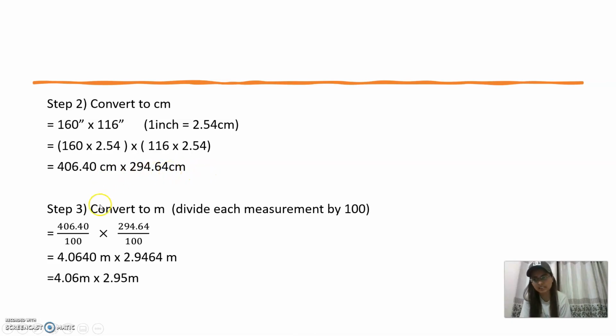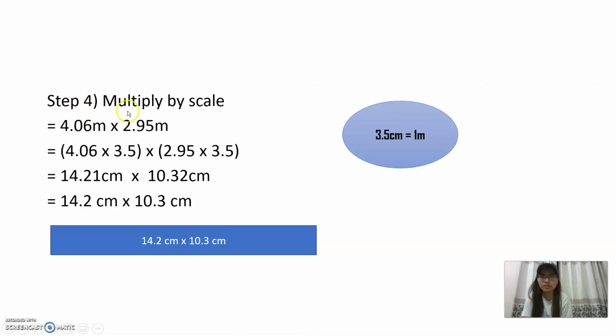And as per the scale provided to us, we have to convert it into meters. For converting centimeters to meters, we have to divide each measurement by 100, and this is it. So we have to round it off to two decimal places. So we just round it off, and as you can see, it is 4.06, and here you can see 2.9464, right? So as 6 is greater than 5, we have to round it off, and it becomes 2.95 meter. And this is our third step.